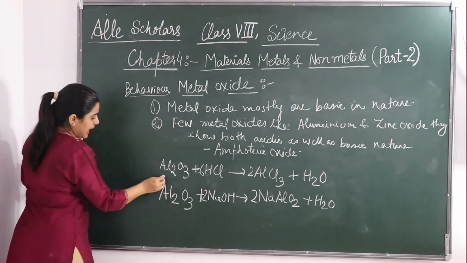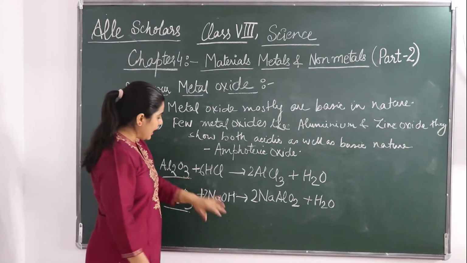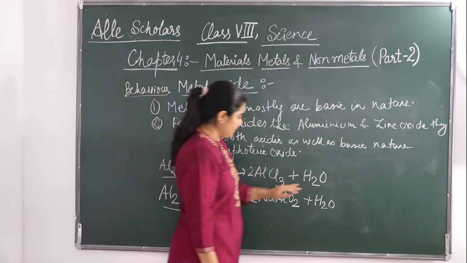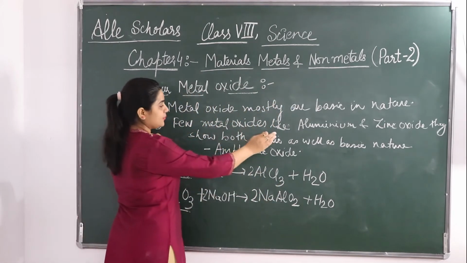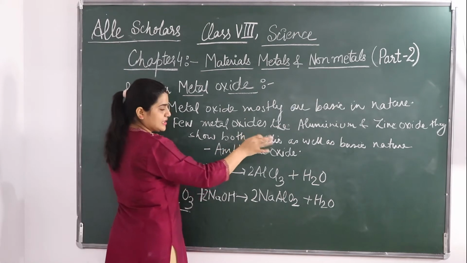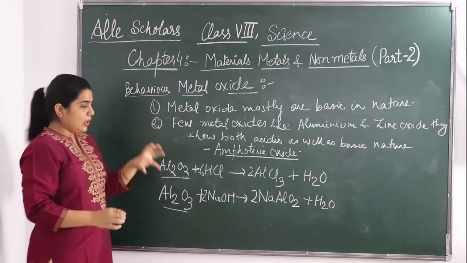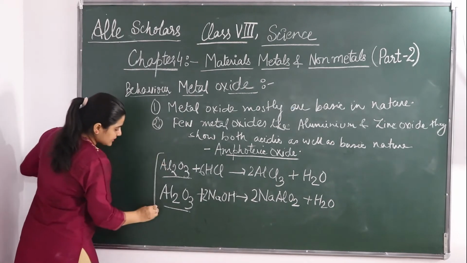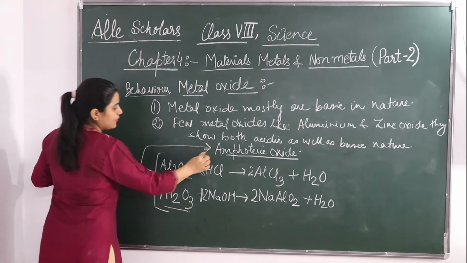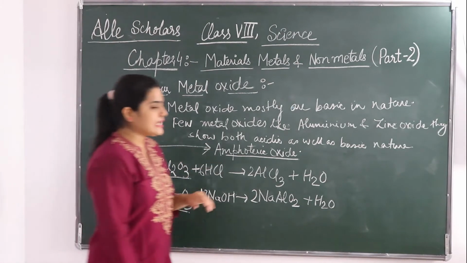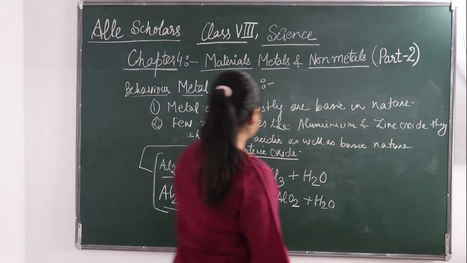So aluminum oxide reacts with the acid and with the base to form salt plus water. Since it behaves as both acidic and basic in nature, this type of oxide is called an amphoteric oxide. So aluminum oxide is an amphoteric oxide. The same is the case with zinc oxide. It is also an amphoteric oxide.